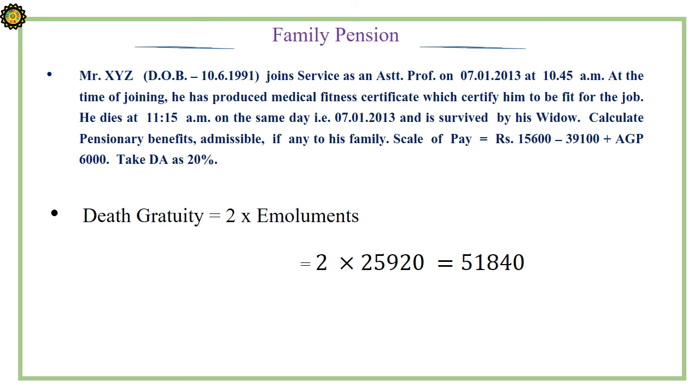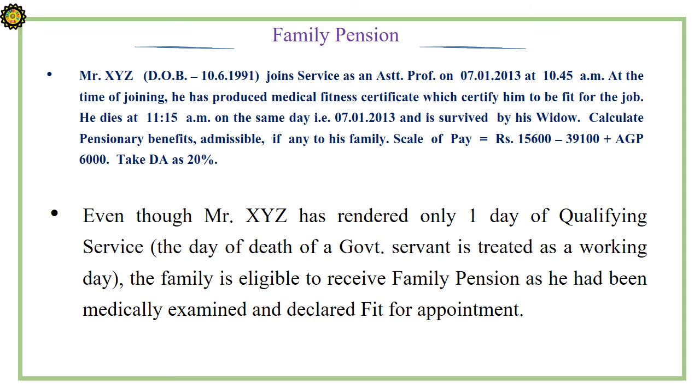Death gratuity will be 2 times emoluments and it comes out to be 51,840. Even though Mr. XYZ has rendered only 1 day of qualifying service, the day of death of a government servant is treated as a working day. The family is eligible to receive family pension as he had been medically examined and declared fit for appointment.